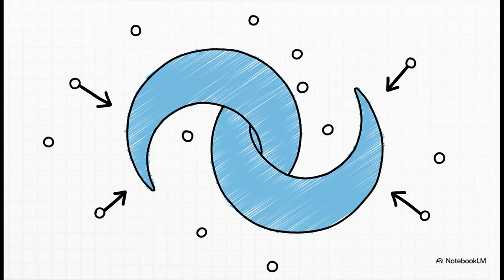And even better, any point that's not part of a dense region just gets automatically labeled as an outlier or noise. This is amazing for things like fraud detection, where what you're really looking for are those weird, unusual transactions that don't fit into any normal group.